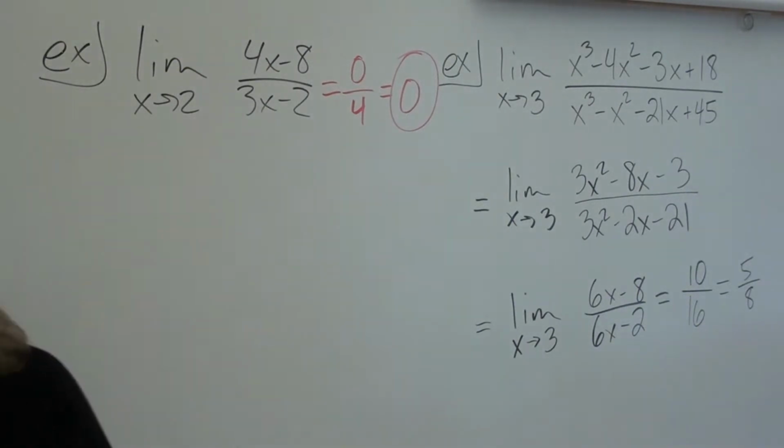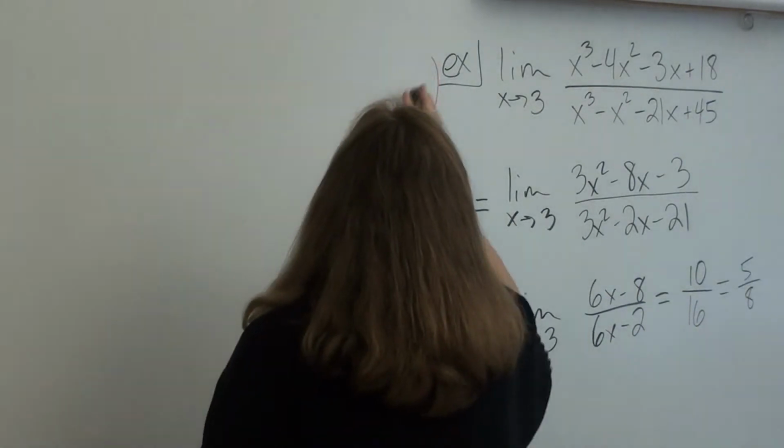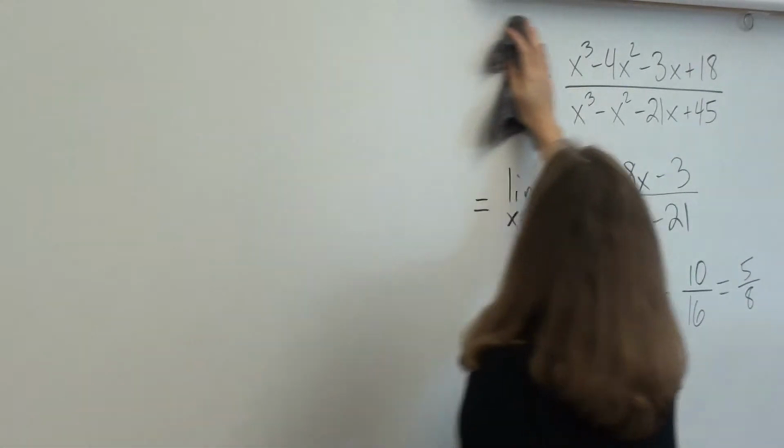Because L'Hopital doesn't just work for 0 over 0, it also works for infinity over infinity. Which brings us to the world of horizontal asymptotes.